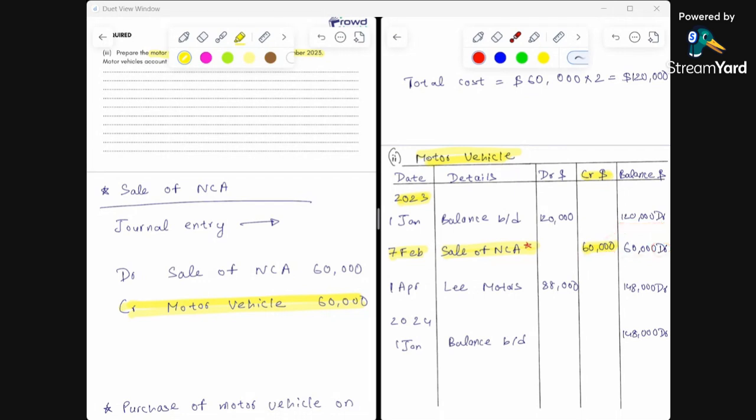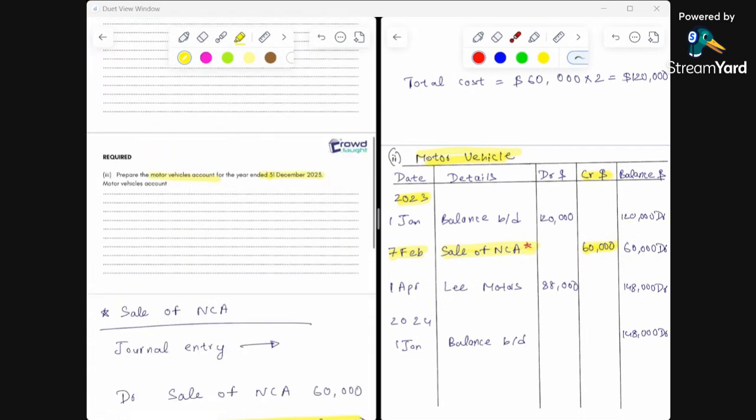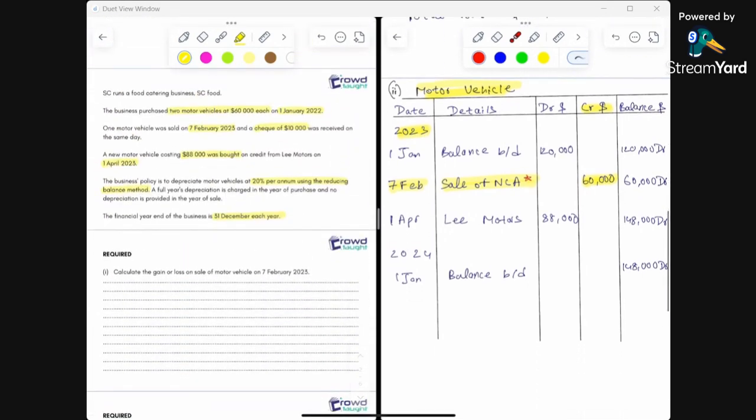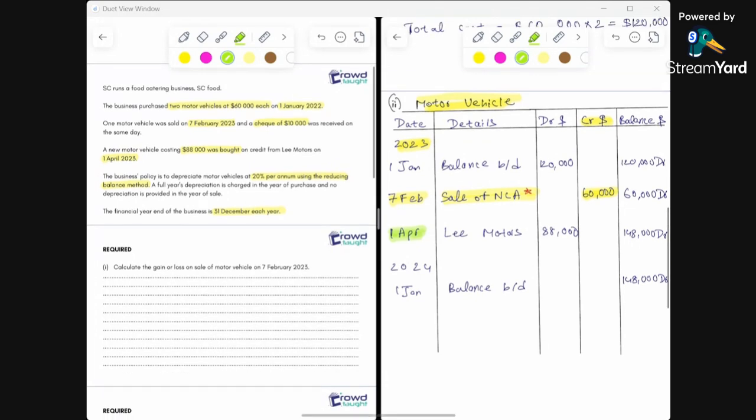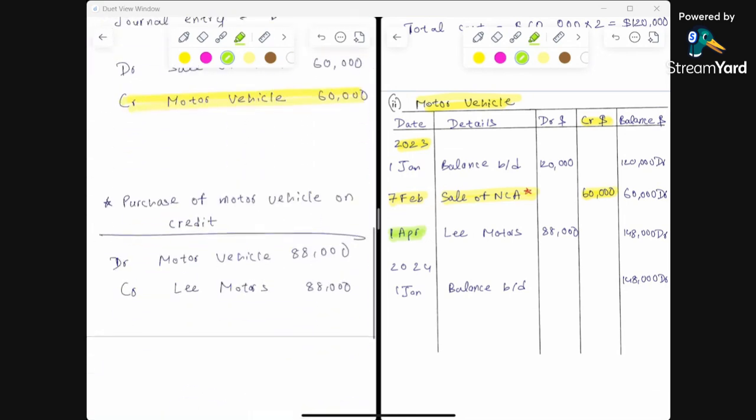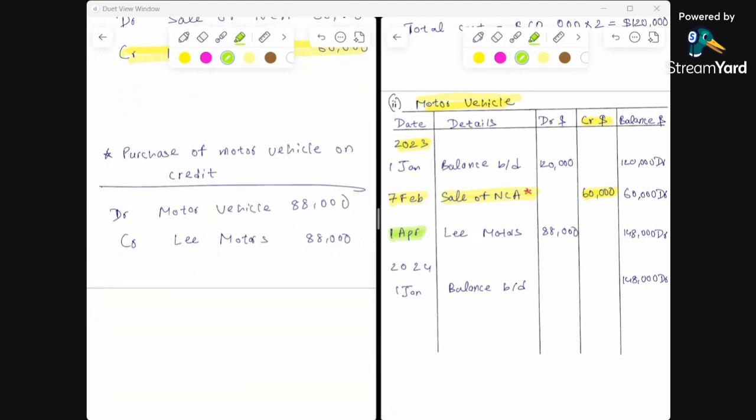Okay, now if you're clear with this, we will move to the next event that happened in the year 2023, which is that on 1 April, we purchased a new motor vehicle on credit from Lee Motors for $88,000. Okay, $88,000 on credit from Lee Motors. Now, let's look into the journal entry for this transaction. Every time you purchase a non-current asset on credit, in this case, it's the motor vehicle, because you are getting a new asset in your business, your assets are going up in value. And when assets increase, we always debit them to reflect that increase. So that's why we are debiting the motor vehicles by $88,000.